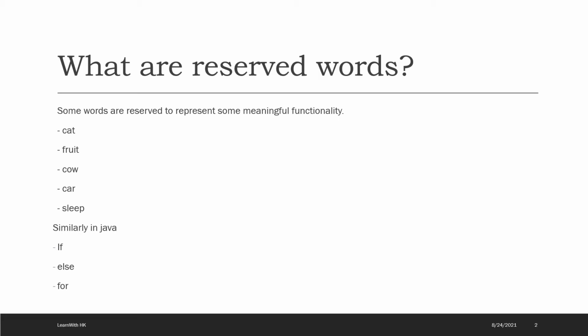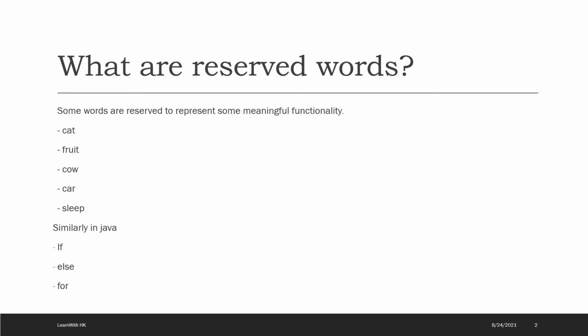So what are reserved words? In any language we have some reserved words. If you say in plain English language, cat, fruit, cow, car, sleep, these are nothing but reserved words which specify some specific functionality to identify some actions or some animals, some fruit, whatever, right? In cat, we get to know what type of animal we are speaking. Then if we are talking about sleep, then it's an activity which every human being does. So that's how it is.